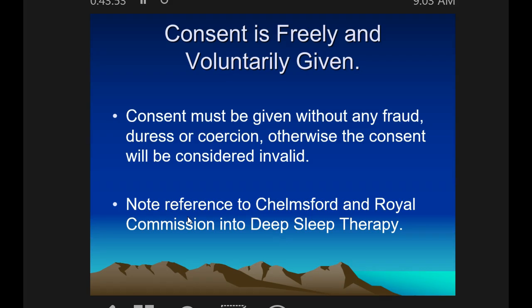And as I said, the Chelmsford Royal Commission into the deep sleep therapy investigated the practice of a psychiatrist and his colleagues who looked after mentally ill patients and gave them special treatment where they had a barbiturate and it was an induced coma. And it was just dreadful. There was no consent. It wasn't voluntarily given. It was coercive. So that's something that you can look at. And there are always cases of dreadful examples to illustrate bad practice and where we must continue to strive for best practice in this area. So that's when consent is freely and voluntarily given.